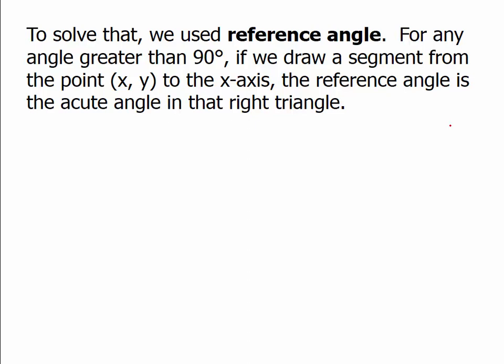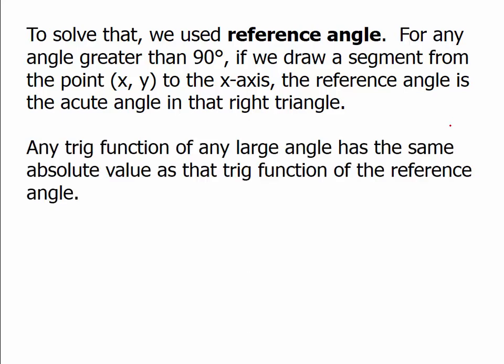To solve that, we used a reference angle. This is a really important idea. This is one of the most important ideas in trigonometry, the idea of a reference angle. For any angle greater than 90 degrees, so we wrap around into the second quadrant, the third quadrant, the fourth quadrant, what we want to do is imagine a segment that goes from where that point ends up, and draw it to the x-axis. You'd be drawing to either the positive or negative x-axis, and you'd make a little triangle. That little triangle would have an acute angle in it, and that acute angle is the reference angle. And it turns out that the triangle you make is always going to be congruent to the triangle you would have in the first quadrant with the reference angle.